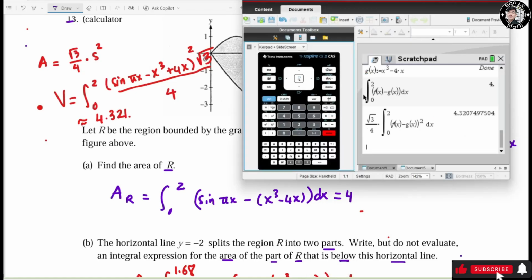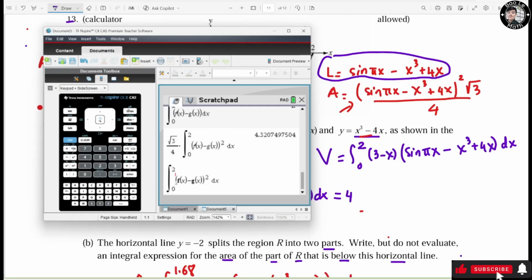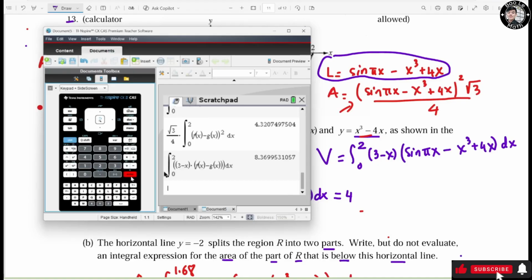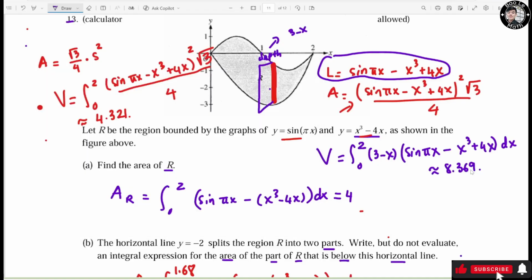Pull up the calculator. Right here you just put 3 minus x and remove the square right here. And then press Ctrl Enter. It's going to be 8.369.